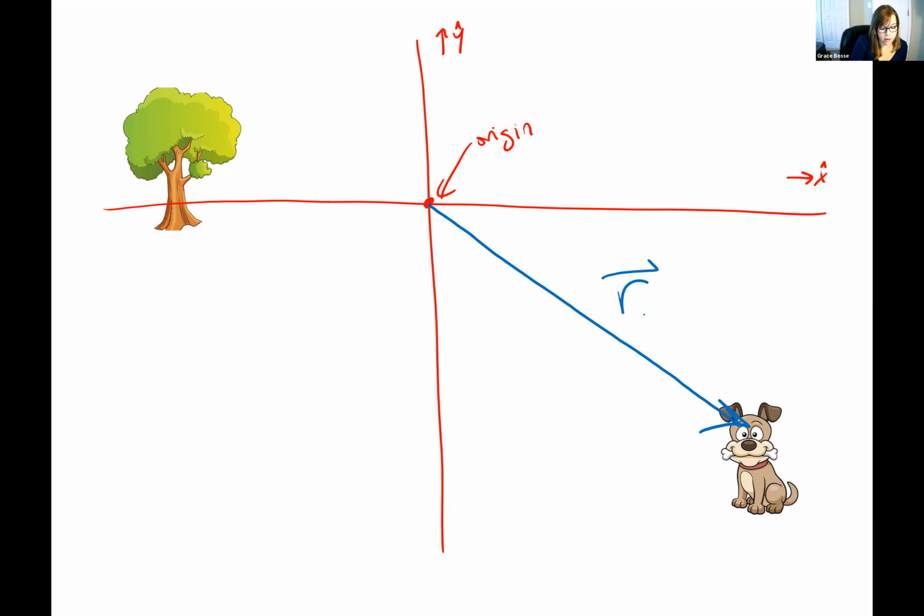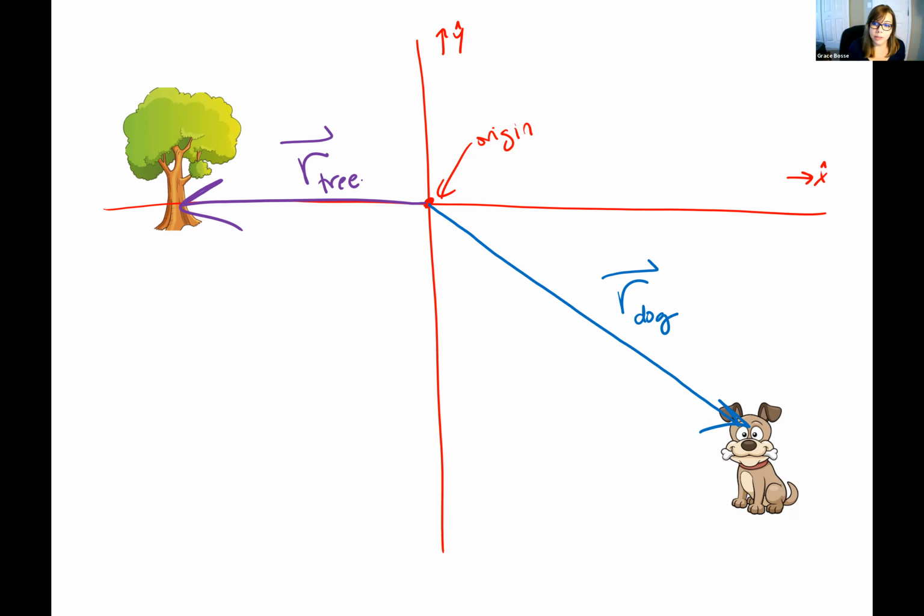So I could call this R and I'll give it the subscript dog to show you that this is the position vector for the dog. If I wanted to give you a position vector for the tree, it would look something like that. So this is R and the little subscript says tree to show you that this is the thing that I'm describing with this position vector.